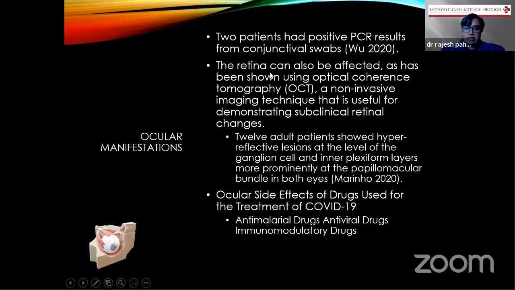There is another study where they saw the retina can also be affected, as shown using optical coherence tomography, which is a non-invasive imaging technique that is useful for demonstrating subclinical retinal changes. So 12 adult patients showed hyperreflective lesions at the level of ganglion cells in the inner plexiform layers, more prominently at the papillomacular bundle in both eyes. And it's important to note that ocular side effects of the drugs used for the treatment of COVID-19 are also seen. Antimalarial drugs, antiviral drugs, and immunomodulator drugs have potential ocular side effects.